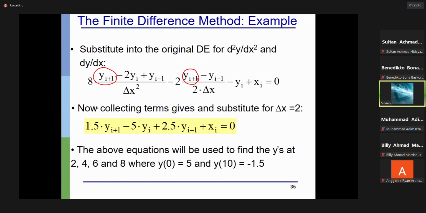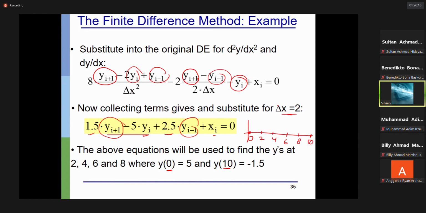We have yi plus 1, we collect together. We have yi minus 1, we collect together, so that we have the coefficient here. And also yi, we collect together, okay, and xi. So if we have from 0 up to 10, and delta x is 2, we have 0, 2, 4, 6, and 8. So it means that we have 1, 2, 3, 4, 5, 6 points, including the boundary condition.